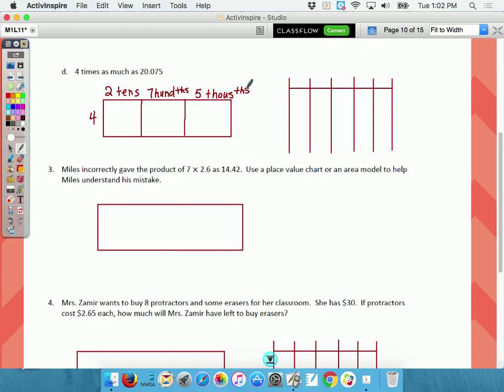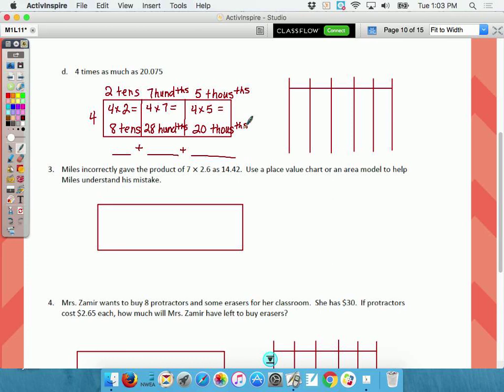Okay, now 4 times 2 equals 8 what? Tens. Okay. 4 times 7, 28. 28 what? Hundredths. 28 hundredths. That's right. 4 times 5 equals 20. 20 thousandths. Not everyone speaks our math language, do they?